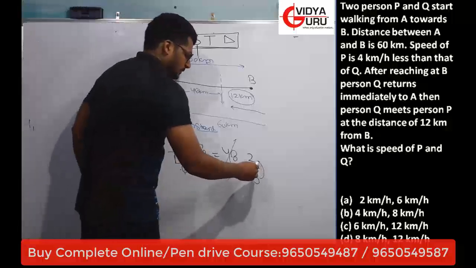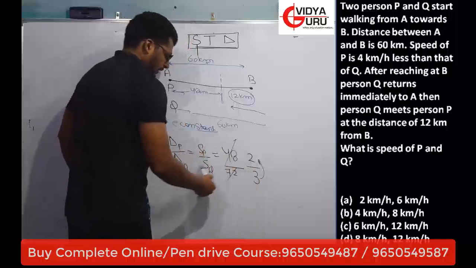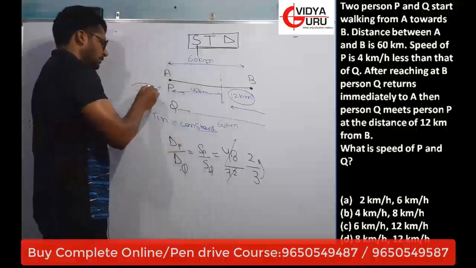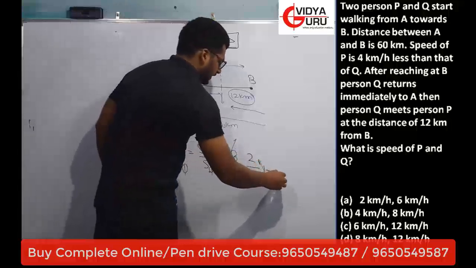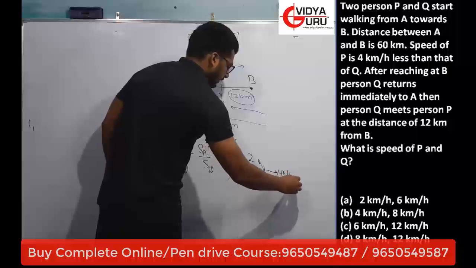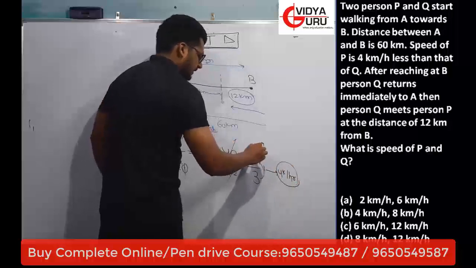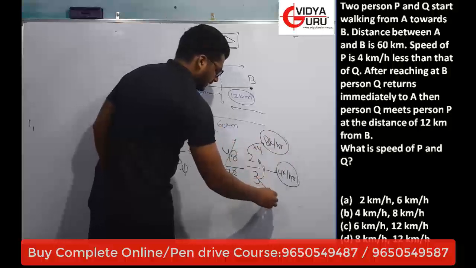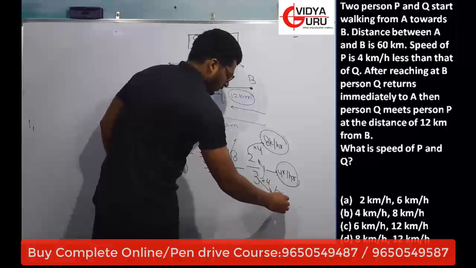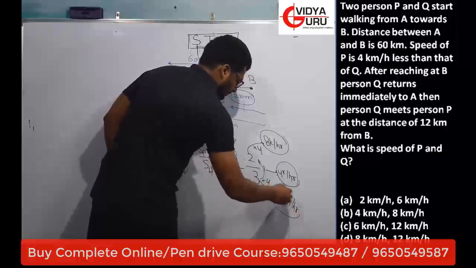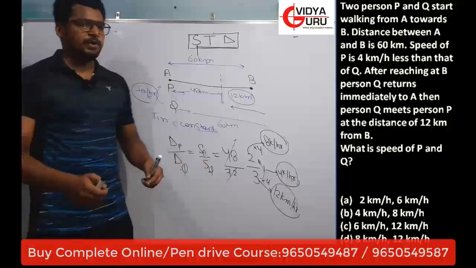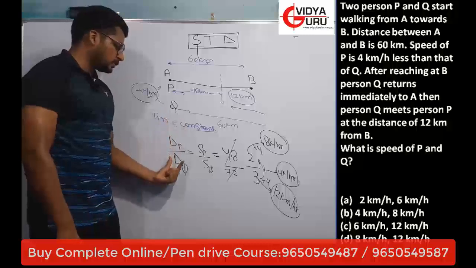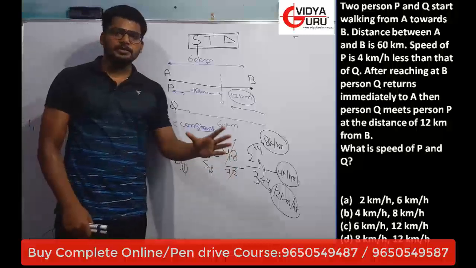So what is the speed of P? 2, and Q? 3. P is 1 less than Q, but according to the question, the speed of P is 4 km per hour less. That means the value of 1 is 4 km per hour. So speed of P is 8 km per hour and speed of Q is 12 km per hour. Hope you are getting it. If time is constant, the ratio of distance and speed is always equal.